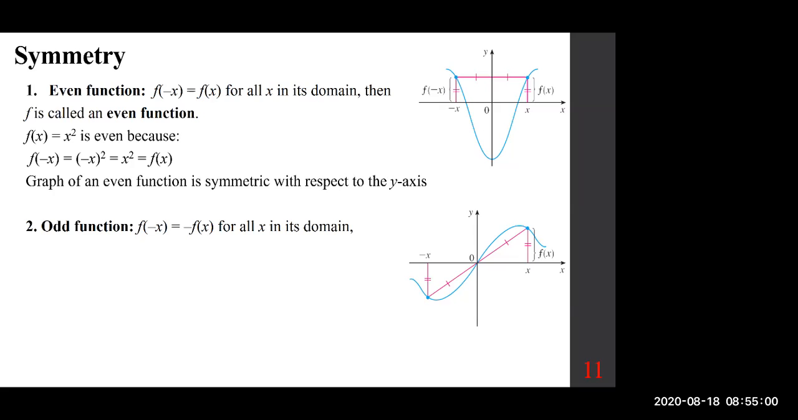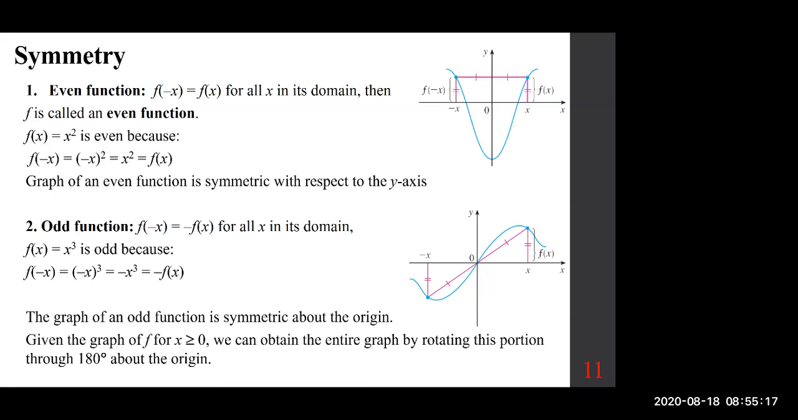An example of an odd function is y equals x cubed. So you evaluate f of minus x, it ends up being minus f of x. And the graph is symmetric with respect to the origin, or rotating it 180 degrees about the origin. So an even function is symmetric with respect to the x-axis. Symmetric with respect to the x-axis.